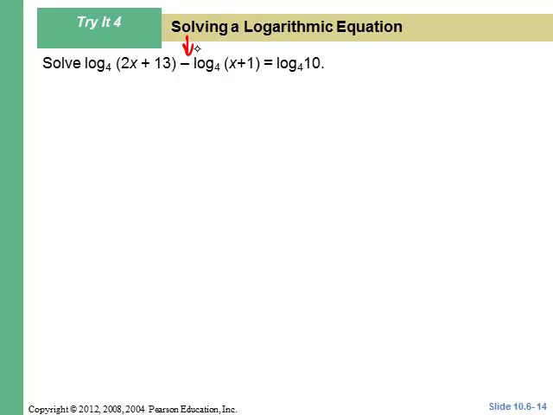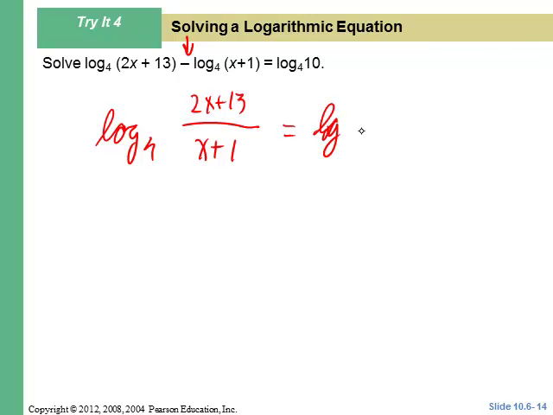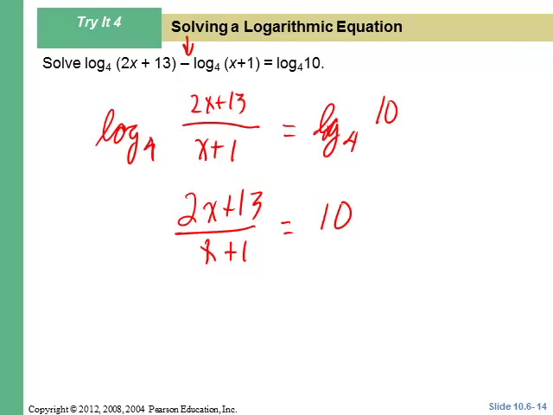Here we've got a subtraction problem, so you try this one. So you'd have log base 4 of (2x plus 13) over (x plus 1) is log base 4 of 10. Now you've got the same thing on each side, so you can say (2x plus 13) over (x plus 1) is 10.